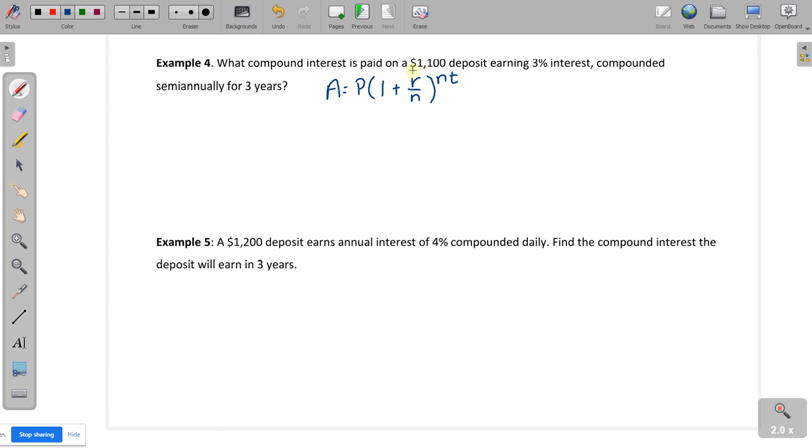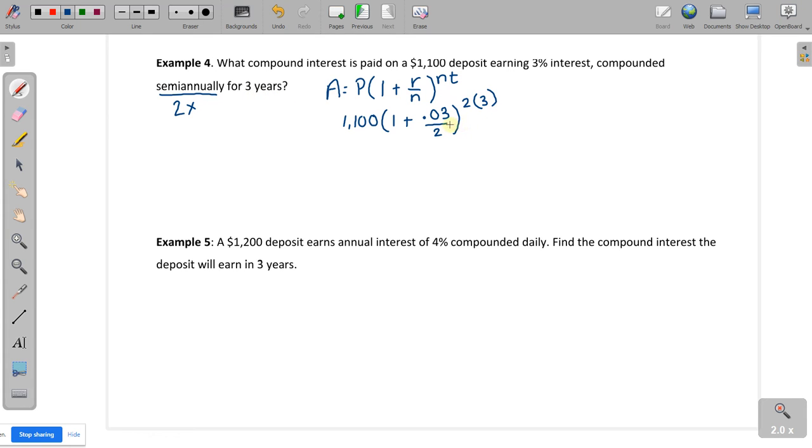So our principal is $1,100 times 1 plus our rate, 3% changed to a decimal, 0.03, compounded semi-annually. Semi-annually means 2 times per year. So we're going to divide it by 2. Then we're going to raise it to the 2, because it's compounded semi-annually, times the number of years, 3 years.